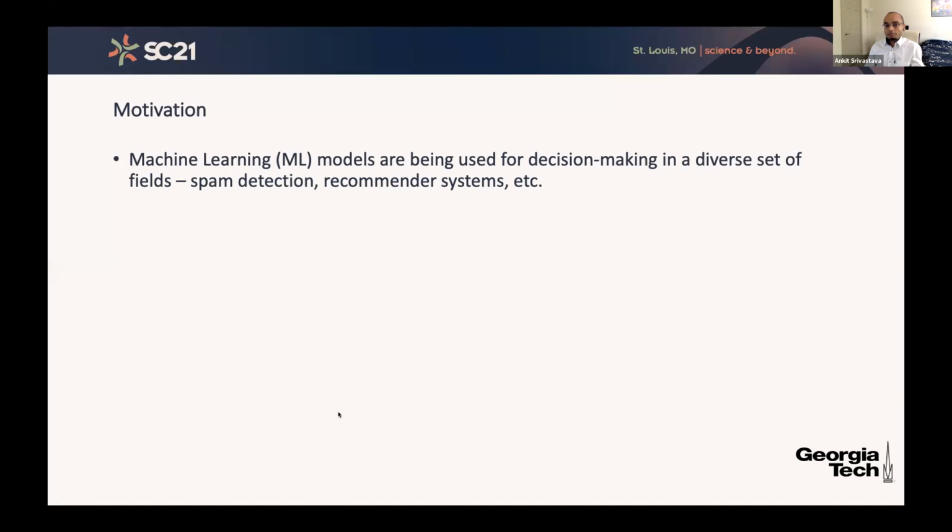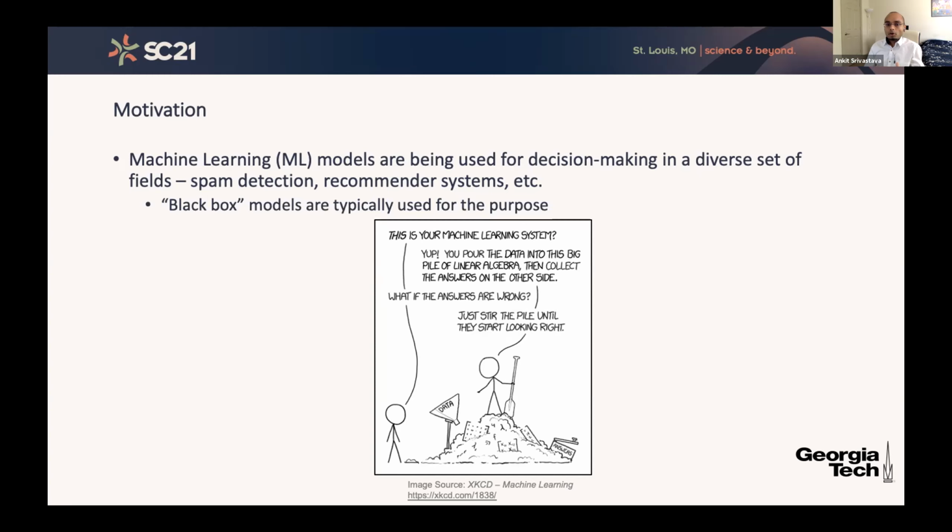As we are all probably aware, we are constantly interacting with machine learning models because they are being used for decision-making in a diverse set of fields. When I thought about how I interact with machine learning models, the two most common examples I came up with were spam detection, implemented using machine learning in email clients like Gmail and Outlook, and recommender systems for recommending movies and TV shows by Netflix and Amazon Prime or other streaming services.